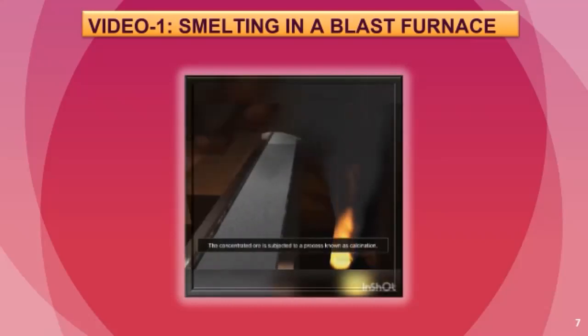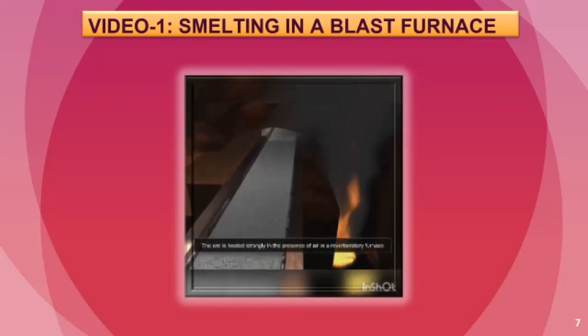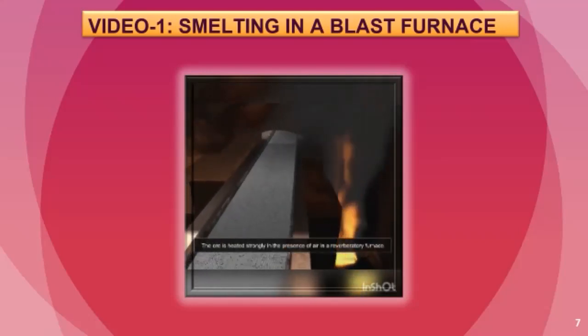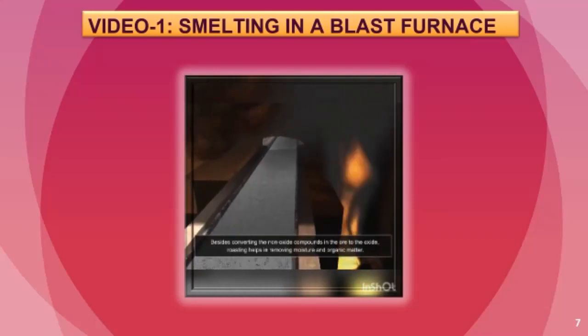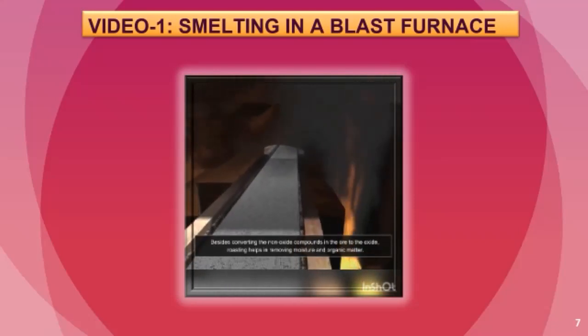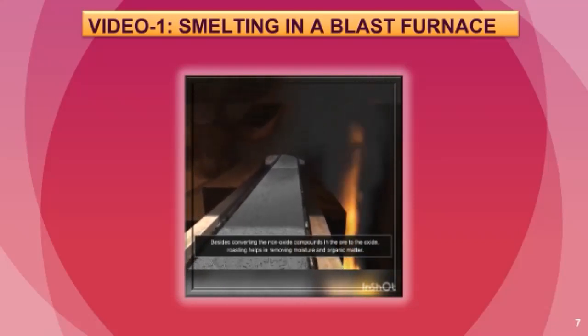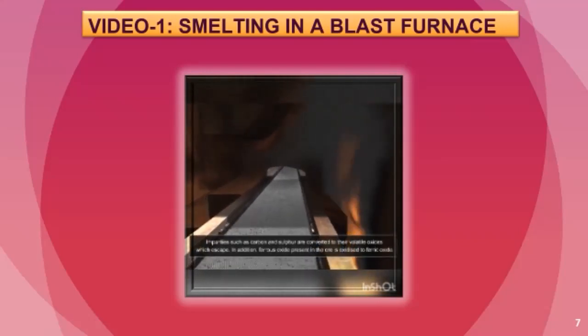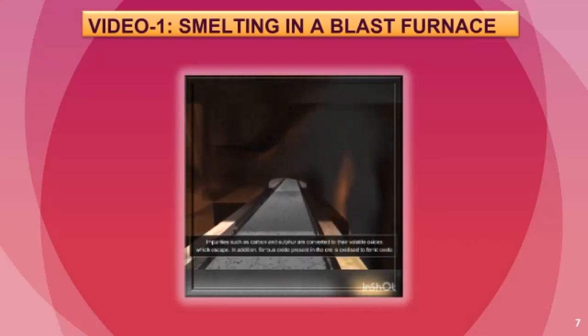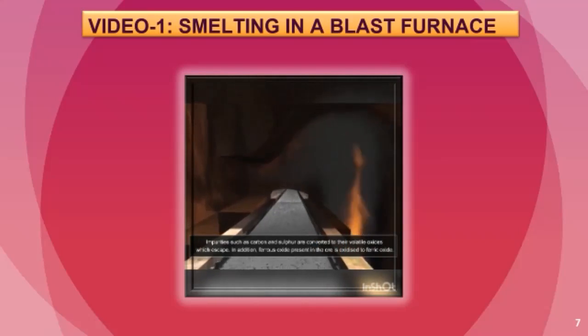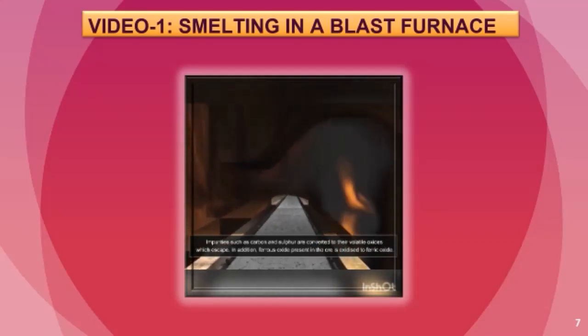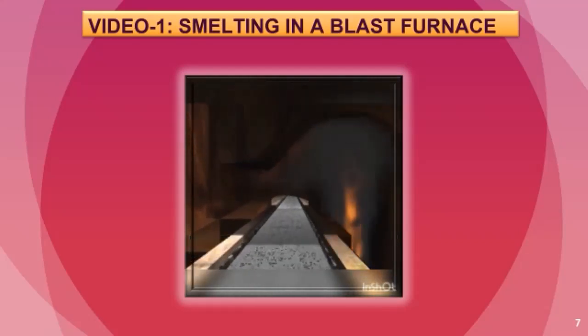The concentrated ore is then subjected to a process known as calcination. The ore is heated strongly in the presence of air in a reverberatory furnace. Besides converting the non-oxide compounds in the ore to the oxide, roasting helps in removing moisture and organic matter. Impurities such as carbon and sulfur are converted to their volatile oxides which escape. In addition, ferrous oxide present in the ore is oxidized to ferric oxide. Let us now see how iron is extracted from the roasted iron ore.